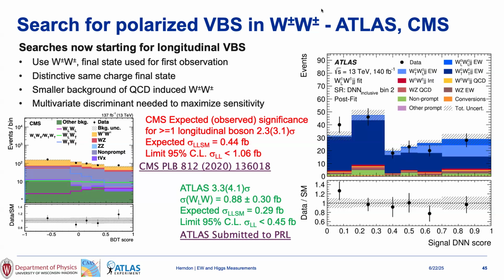But in order to try to spot longitudinal polarization, you really need a multivariate discriminant. So what you'd eventually like to do here is actually show two longitudinal vector bosons at once. This is the process that makes the contribution that makes the overall cross-section finite, and finite is a function of energy. But we're not quite there yet. That's really an HL-LHC application.